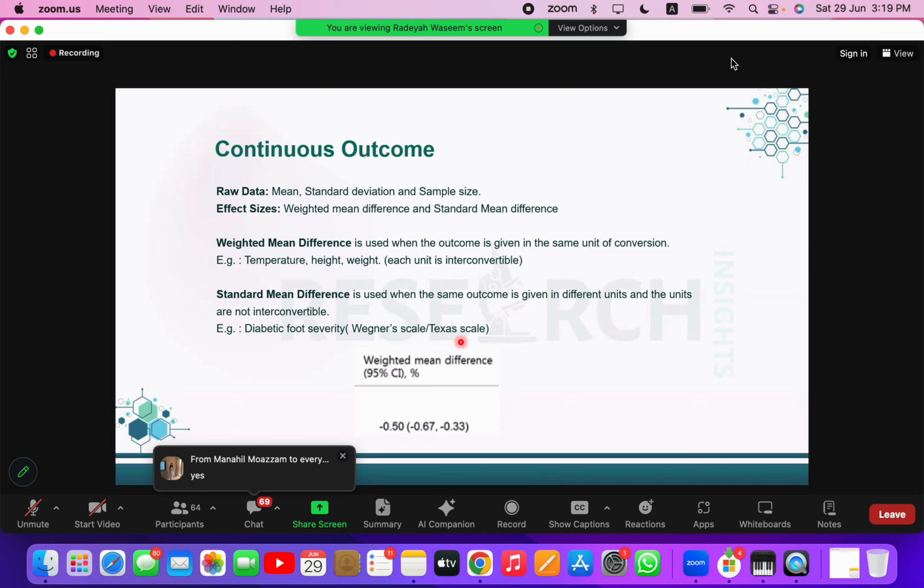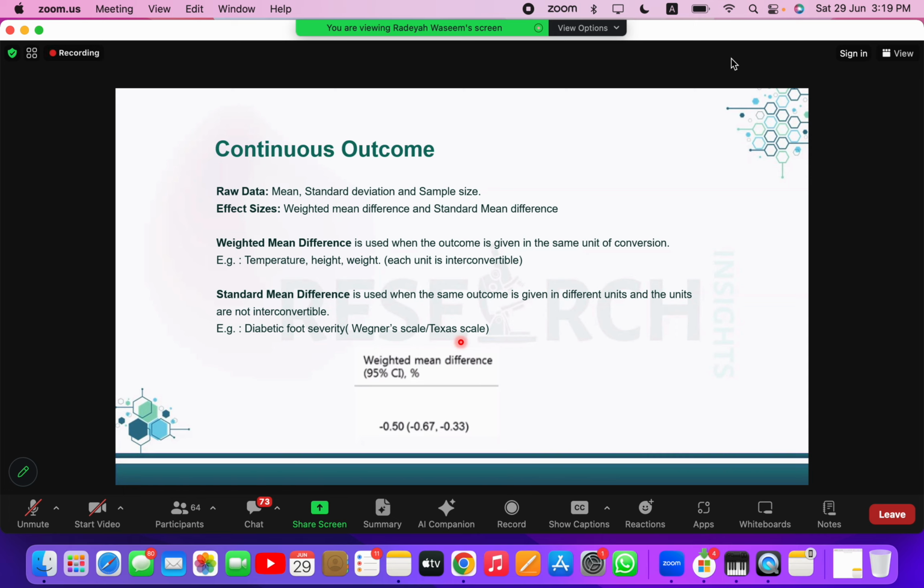Do you get the difference between weighted mean difference and standardized mean difference? Is this clear to everyone, when you use weighted and when you use standardized mean difference? Exactly, it's as simple as that. If you have a unit of conversion, then you use weighted mean difference because you can convert units into one another. But if there is a specific scale for measuring something, for example sleep quality, there are many scales for it. Some people use sleep diaries, some use other methods. Those scales are not interconvertible, so if you are measuring sleep quality, you will use standardized mean difference.